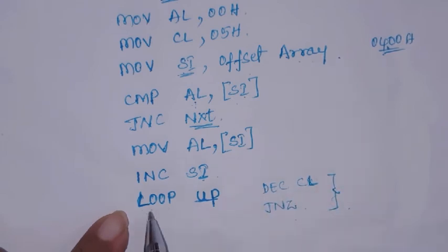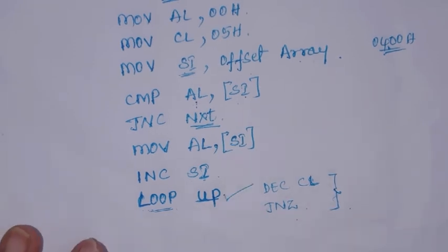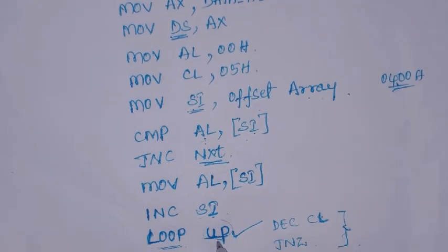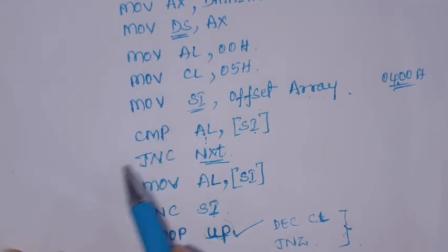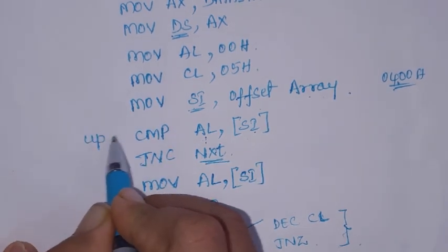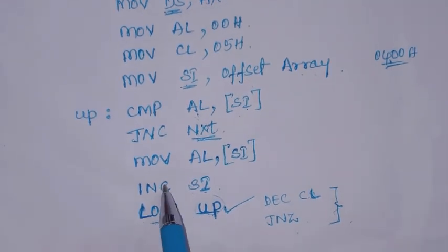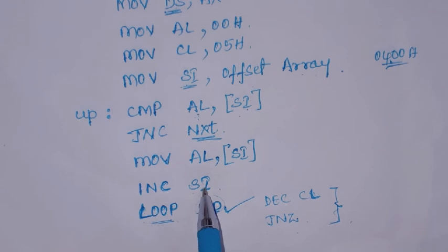You can directly write it as loop up. With this instruction, CL contents will be decremented and compared. If not 0, then only the execution is transferred to the label specified here. So up, where will it come? After one iteration, again the comparison should be done, so the label up will come here. Already SI is incremented here in the loop, after the transfer it is incremented.